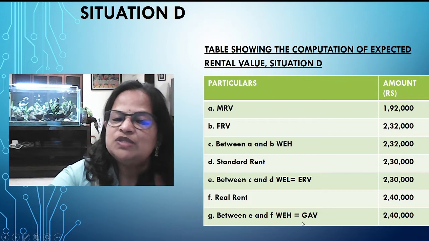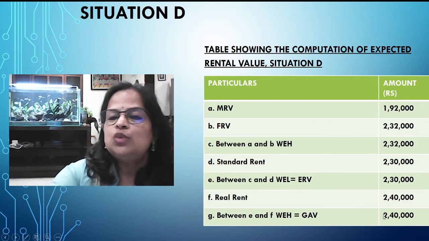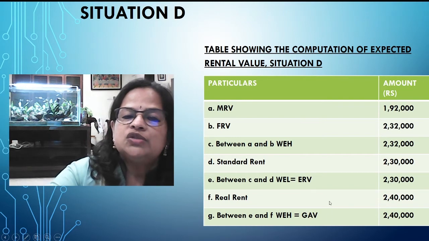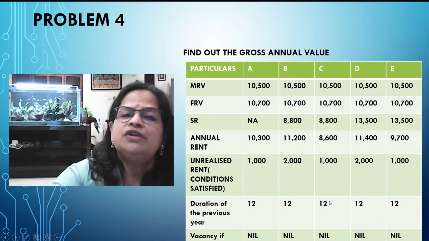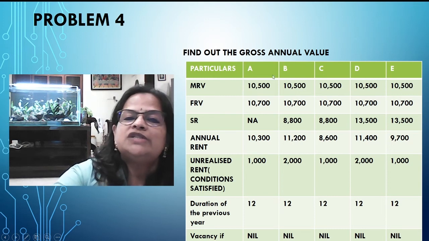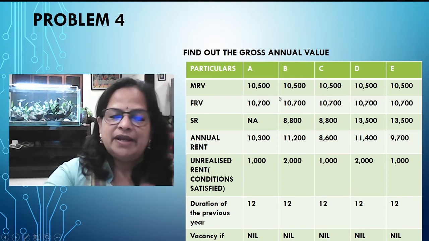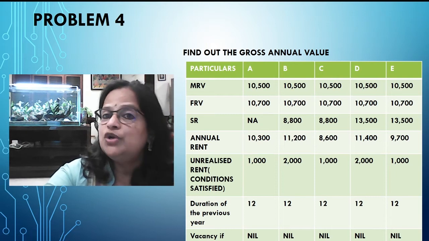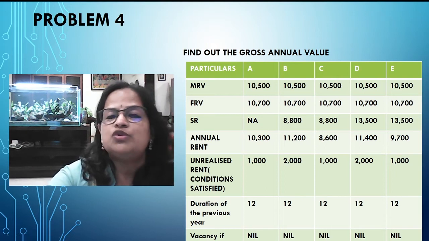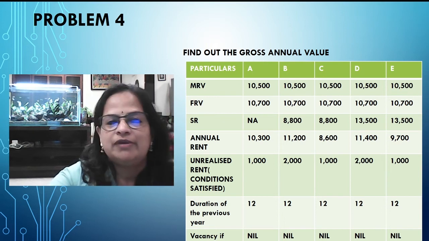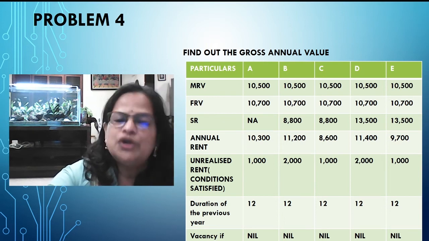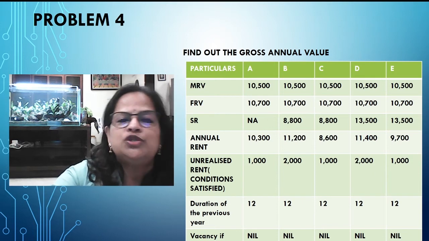So the last step is whichever is high is the gross annual value. So that is 2,40,000. Here you got 2,40,000. Now find out the gross annual value. The gross annual value we are comparing. See, in the previous module I have given one statement for how to compute that: step 1, step 3, step 4, step 5. There are 5 steps, and in the first module the format is there. Now we are going to do the problems.